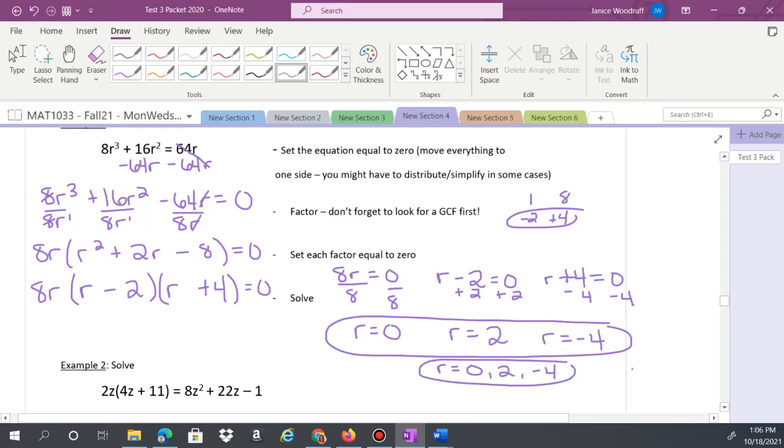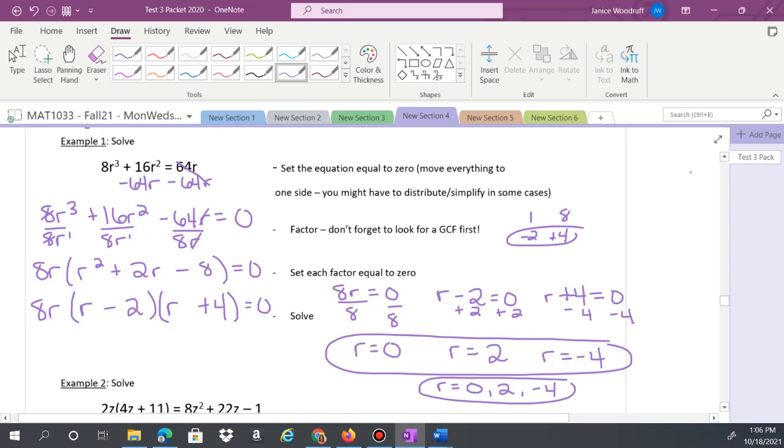Okay, the reason why I know there's going to be 3 answers, so you can always tell how many solutions that you're going to have by looking at your original problem and looking at the degree of the problem. So that has a degree of 3. There's going to be 3 solutions. Now, what this tells us with these solutions is that if I plug each of these in, I should be able to get a true statement.